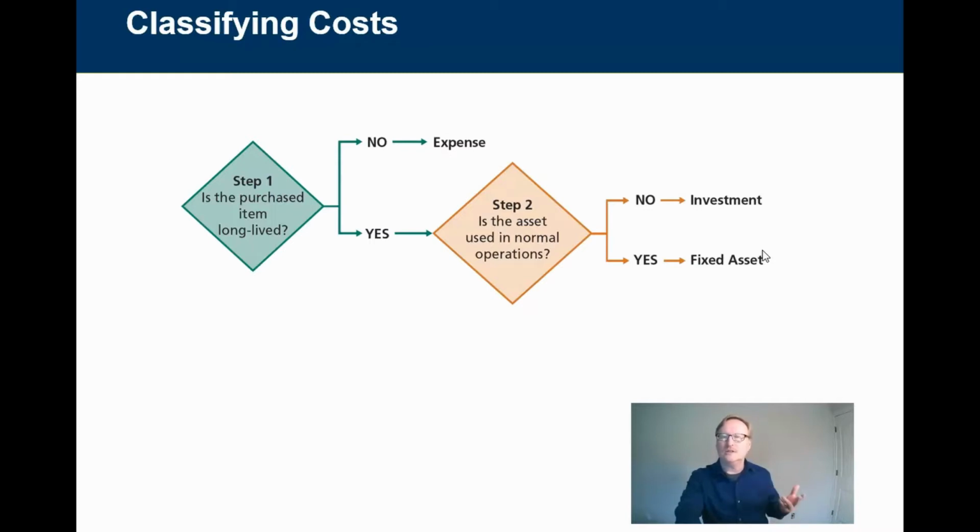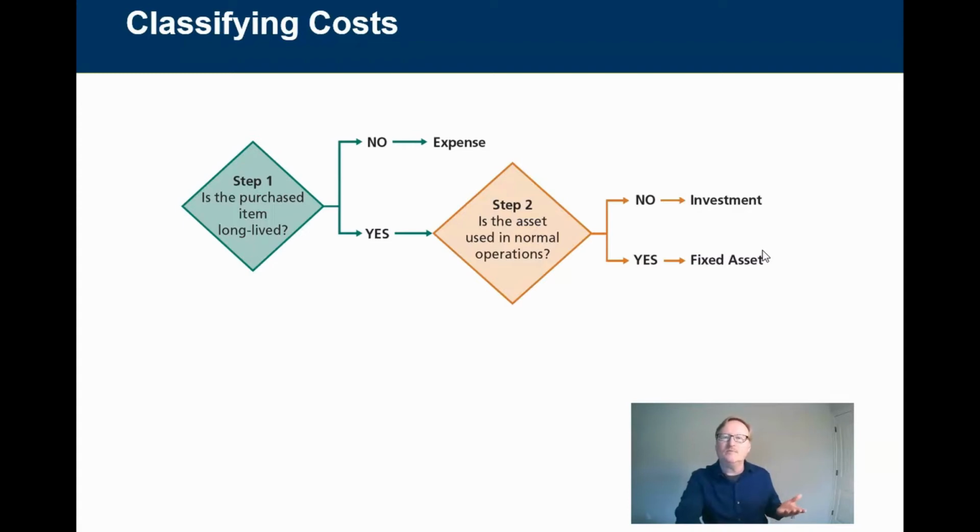Number two, is it used in normal operations? Okay, first, it is long-lived, right? We're going to use it for more than a year. If it's yes, then the second question is, do we use it in normal operations or not? And you'll see here on the little diagram, it says yes, it's a fixed asset because we use it in normal operations. In other words, we've bought the dump truck to haul dirt for our company, or we've got a lawnmower that we're going to use to mow lawns with, right? A $10,000, $15,000 zero-turn lawnmower, right? We're going to use that.